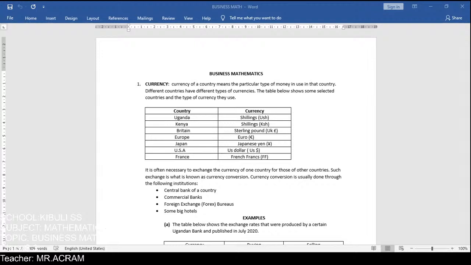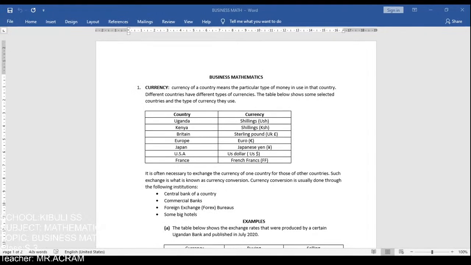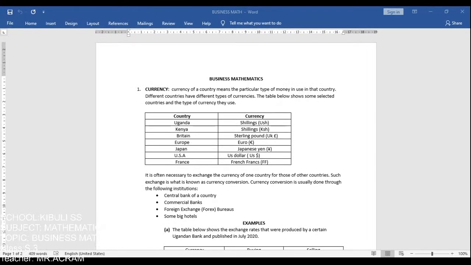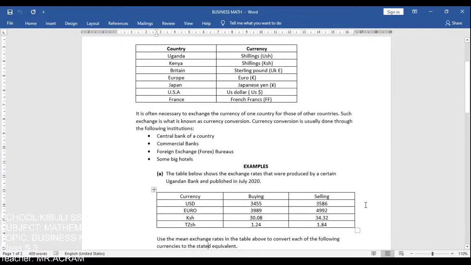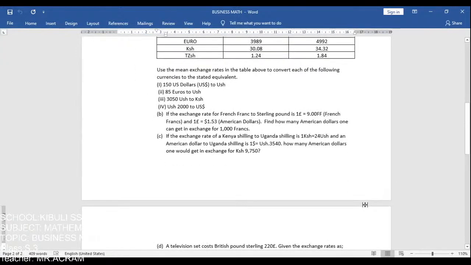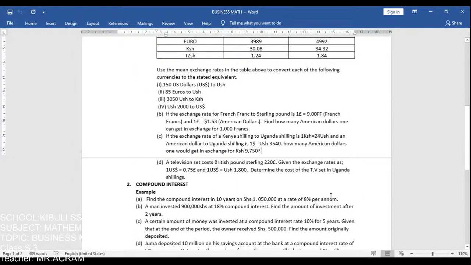Now I think you can see that. On your screen there is something that I want you to see. There are some examples here.